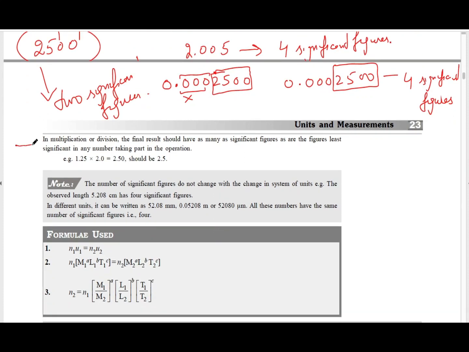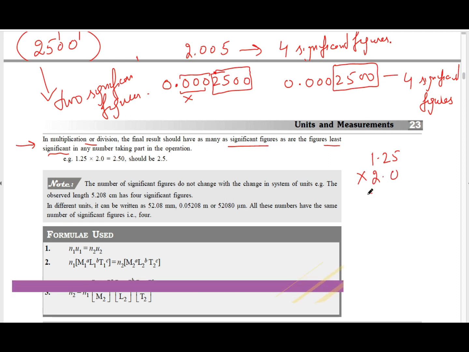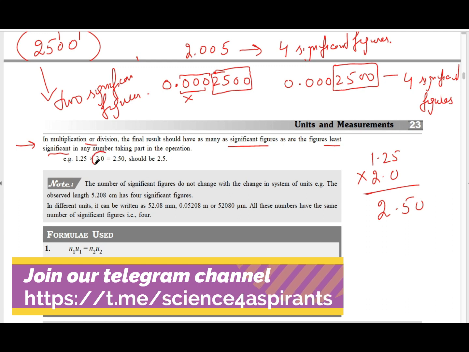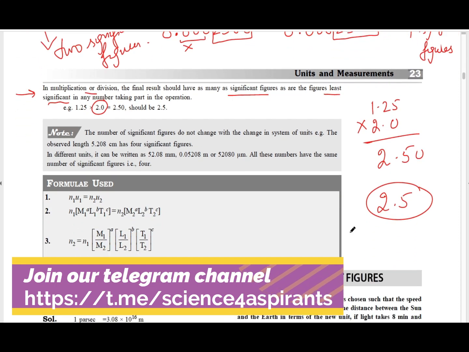The last rule for significant figures is, in multiplication or division, the final result should have as many significant figures as the number with the least significant figures. So for example, if I take the multiplication of 1.25 into 2.0, the answer is 2.50, but here 2.0 has 2 significant figures, so my answer will have 2 significant figures, so my answer will be 2.5. So this is all for today's lecture.